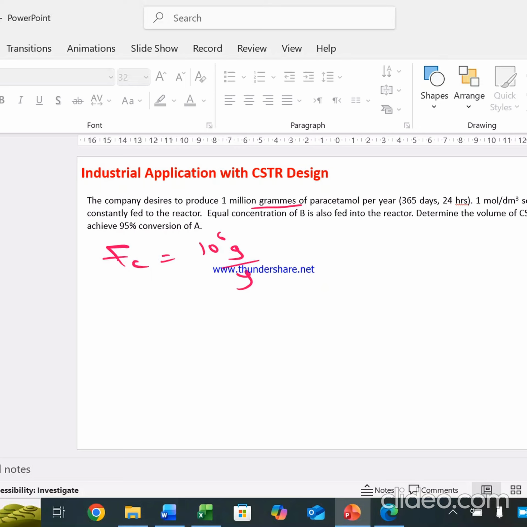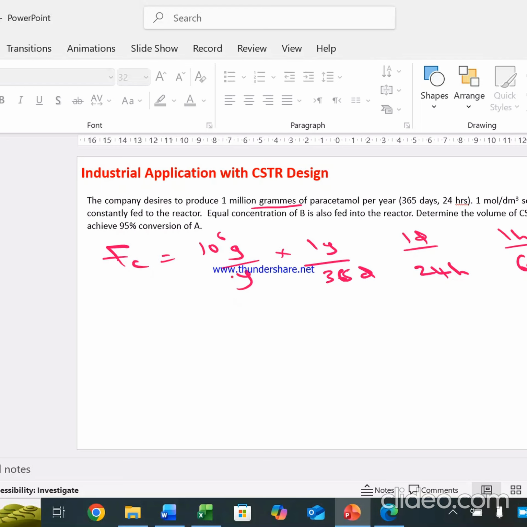We need to convert it to mole too. So that means we need the molar mass of the paracetamol. So 1 million gram per year is going to flow, and remember 1 year has 365 days, and one day has 24 hours, and 1 hour has 60 minutes. So this is where we are going, minutes. If we were going to seconds, we would have to convert 1 minute into seconds, but because we are stopping at minutes, that is where we stop.